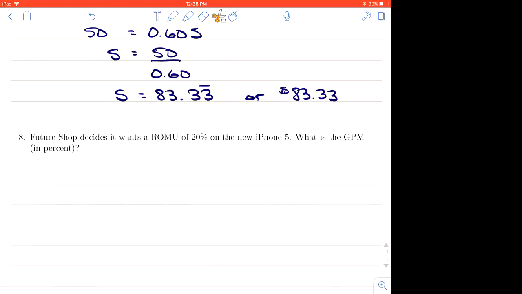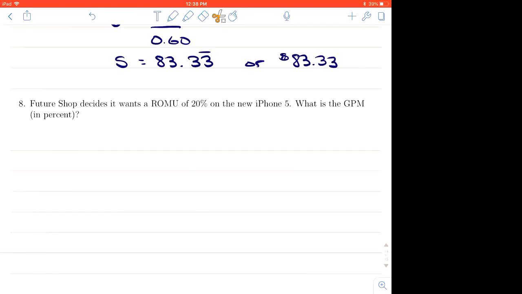Future Shop, remember those guys? Future Shop decides it wants a ROMU of 20%, so the rate of markup of 20% on the new iPhone 5. Aren't you jelly? What is the GPM in percent? What's the gross profit margin? We have multiple formulas for the gross profit margin, but the one we're going to use is the one that involves the ROMU, just because that's what we're given.